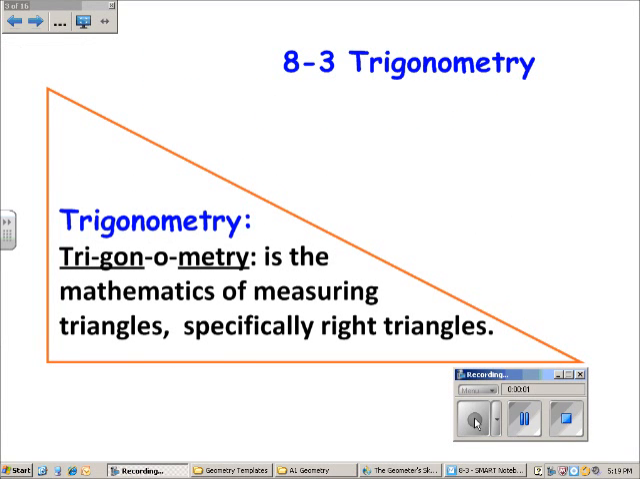Okay, section 8-3 is about trigonometry. The word trigonometry: trigon means a triangle, and metry means to measure. So trigonometry means to measure triangles, specifically right triangles. We'll be looking at angles and side lengths in right triangles and using one to find the other.